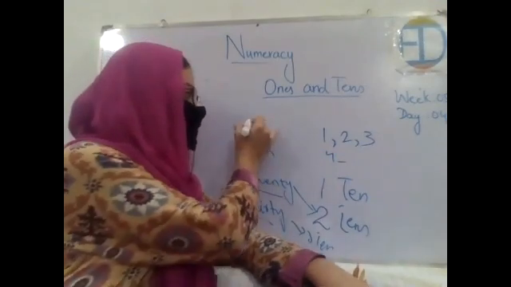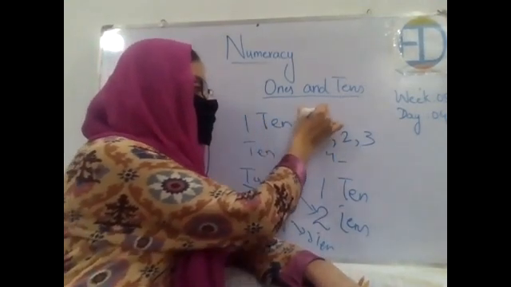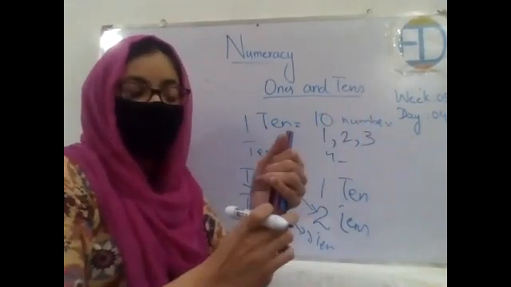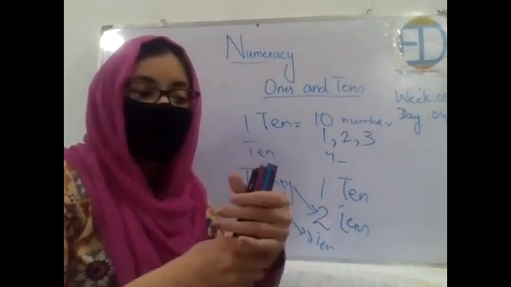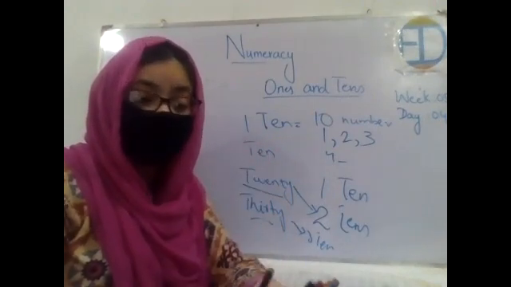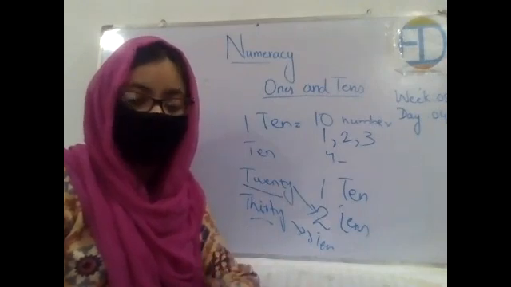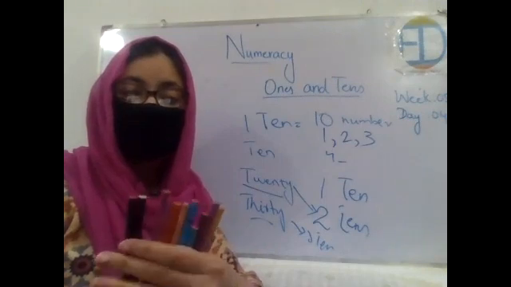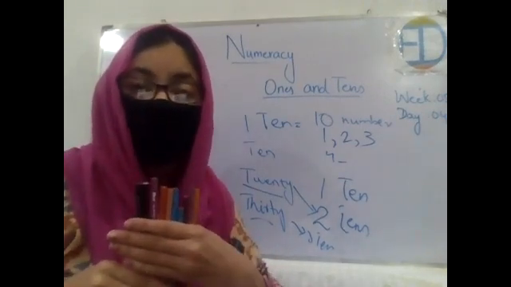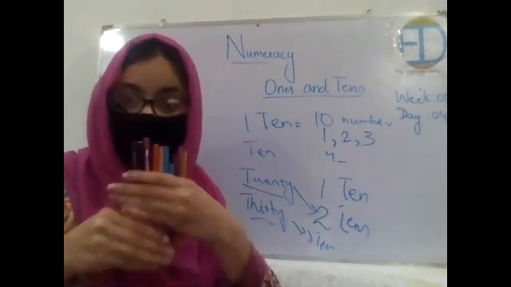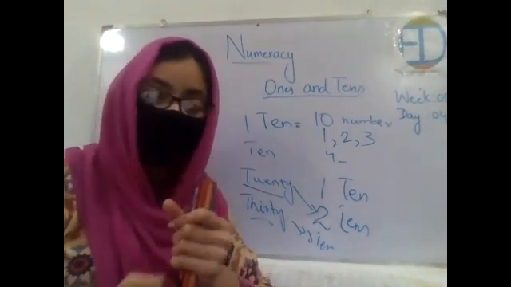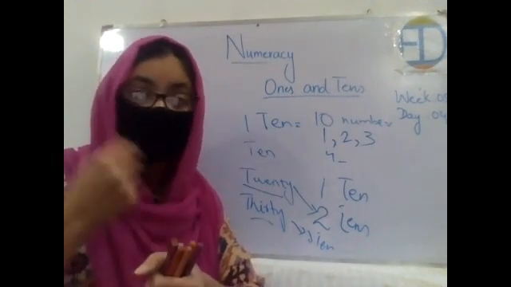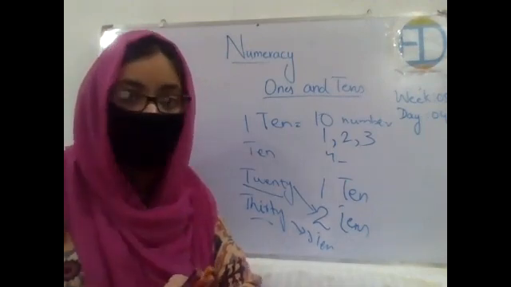And 1 ten is equal to 10 objects, right? If I'm calling it 1 ten, this means that this bundle has 10 colors. Let's count them. Look at this. These are a total of 10 color pencils, right? And it's one bundle, or it's 1 ten. Now if you multiply it with 2, this will become 2 tens. If you multiply it with 3, it will become 3 tens, then 4 tens, and so on, right?